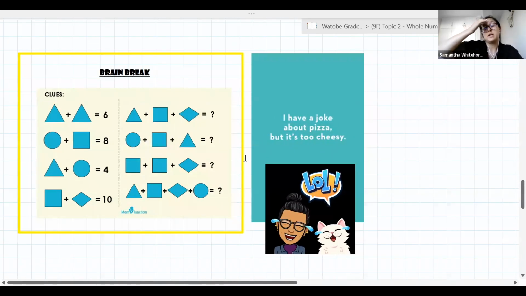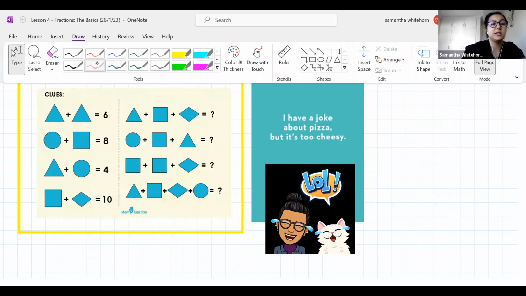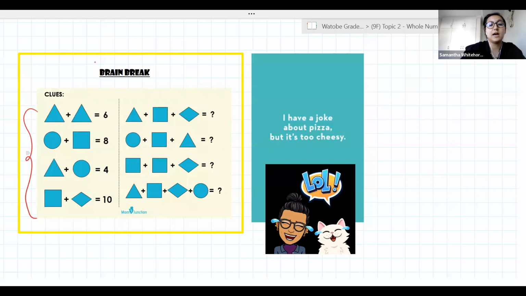So our brain break here, guys, is what I've given you is essentially a set of clues on the left-hand side for you to go and find the value of each of these shapes in order to work out the value of these equations here. Now, very importantly, the value of the shape is not necessarily how many sides the shape has. So a square doesn't necessarily represent 4.